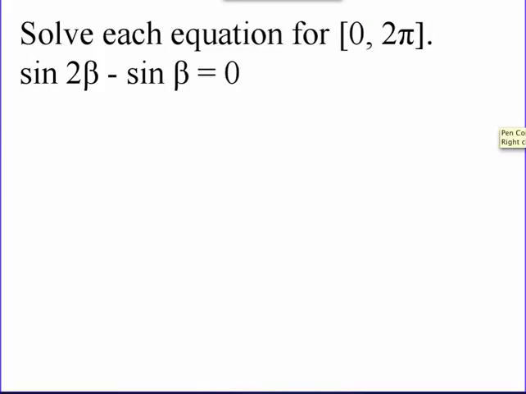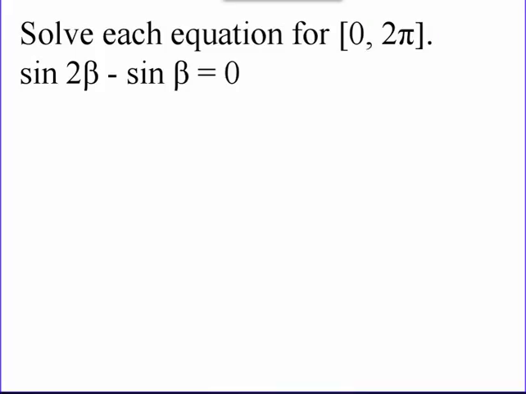We're going to be solving equations now like we did in the lesson before. If you notice what this says, it says solve each equation for 0 to 2 pi. So what that means is that you're going to be getting angles as your answer. Okay, so now it says sine of 2 beta minus sine of beta equals 0. What do you think we're going to do?